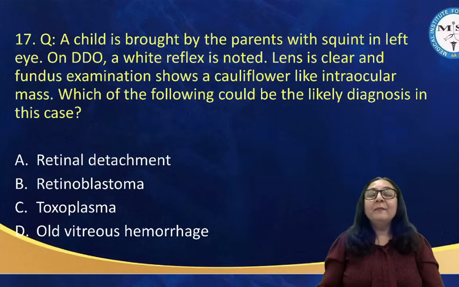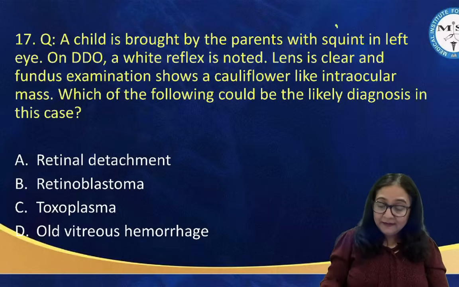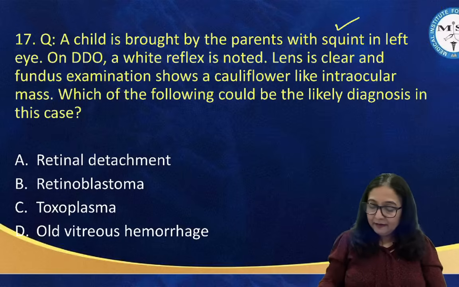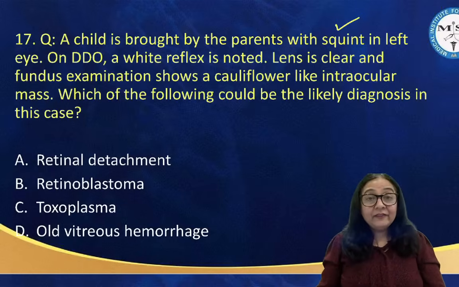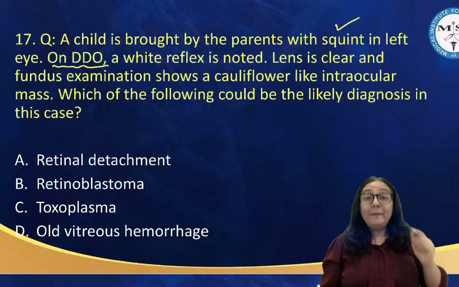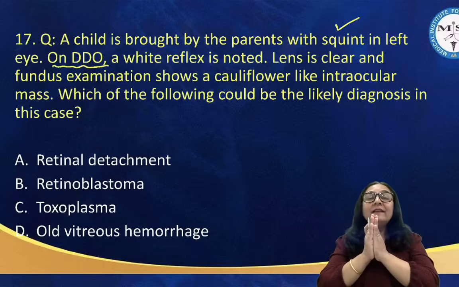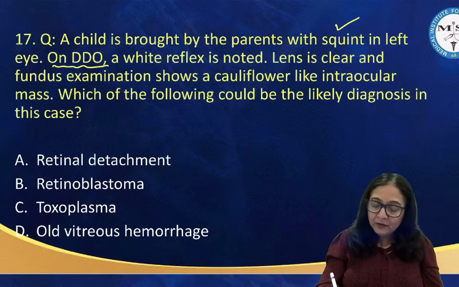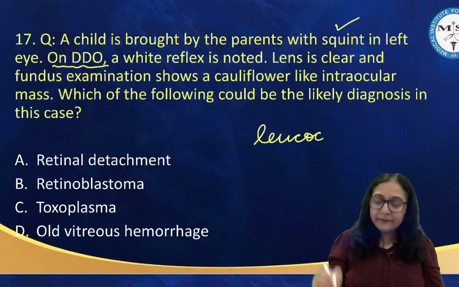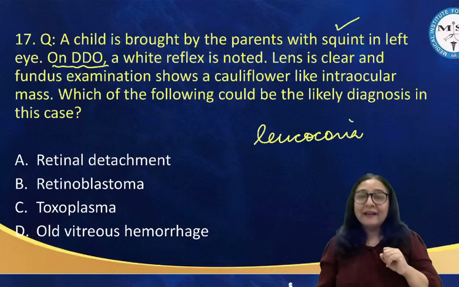Okay guys, moving to another question. A child is brought by the parents with squint in the left eye. See the age group: it is a child. On DDO, distant direct ophthalmoscopy, a white reflex is noted. A white reflex on distant direct ophthalmoscopy is leukocoria. Okay. The lens is clear, which means there is no cataract.